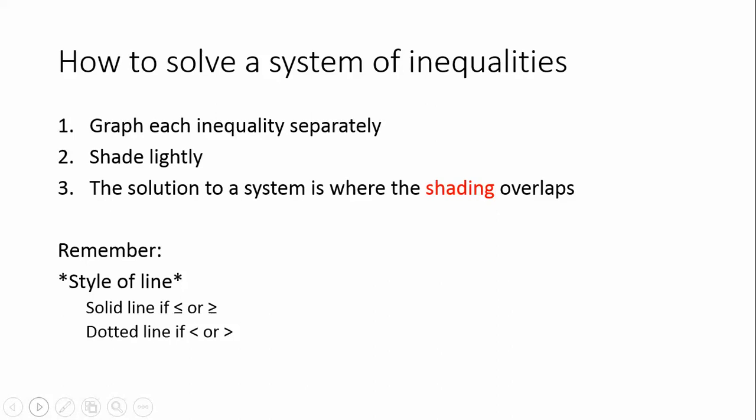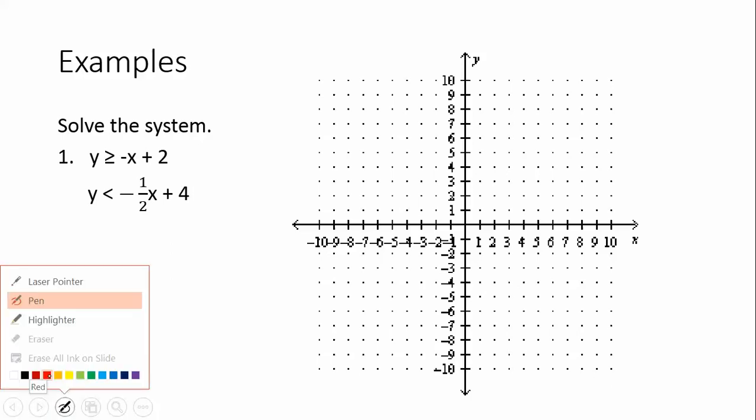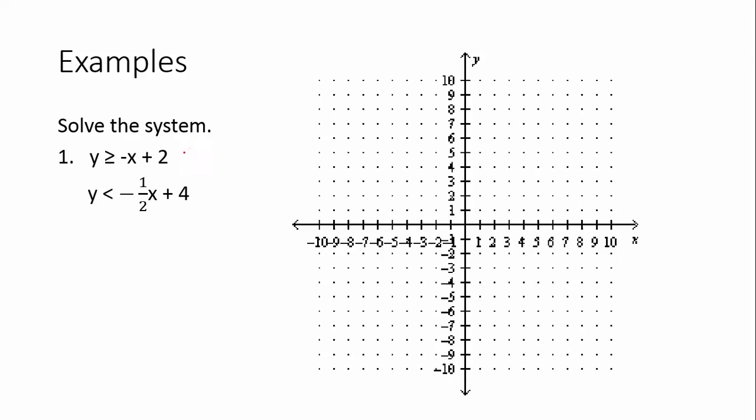It's a solid line if we're talking about an inequality that's less than or equal to or greater than or equal to, but it's a dotted line if it's just less than or greater than. So let's solve the system. Essentially, we're just going to graph both of these lines on the same graph. So I'll do the first one in red.